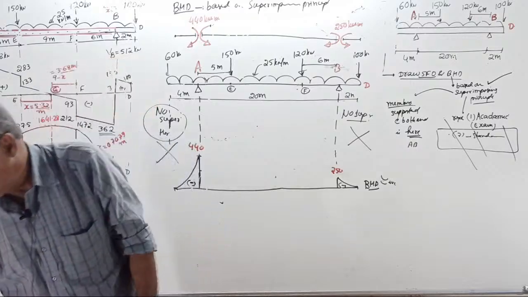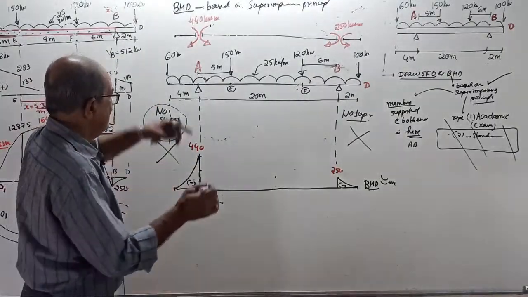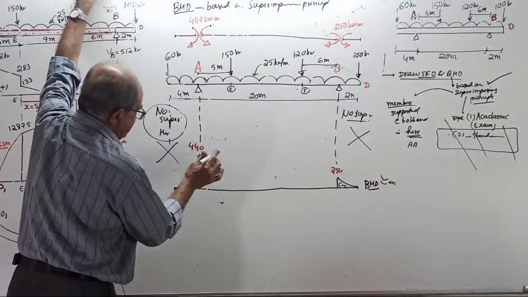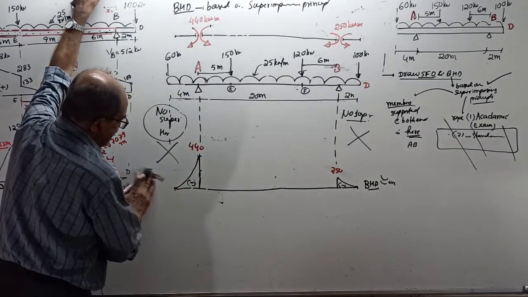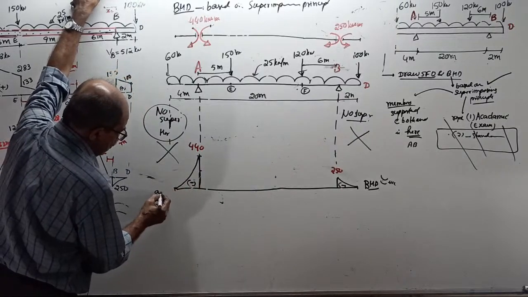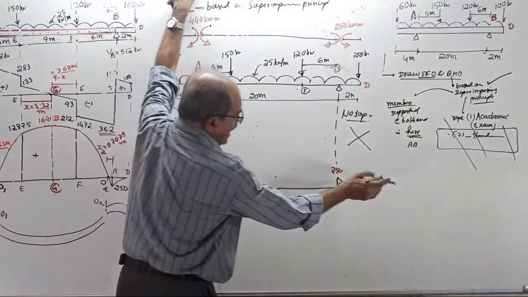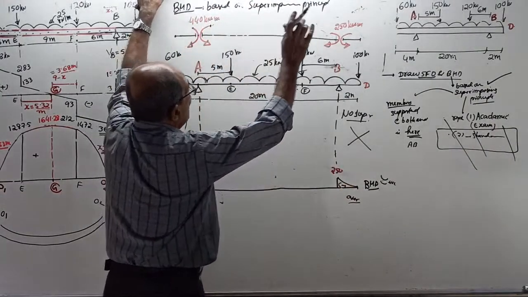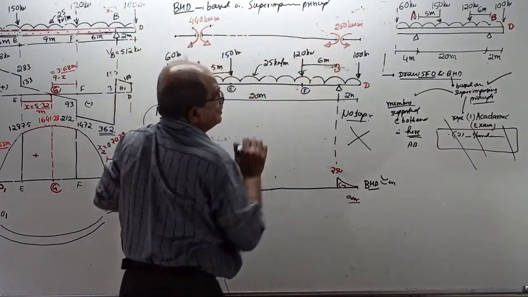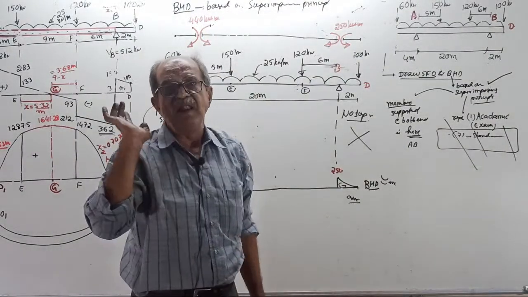Straight line, joined by straight line. Now the BMD is over for this side, and for you also the BMD is over. Now draw the BMD for the AB portion. That is what you are learning today.